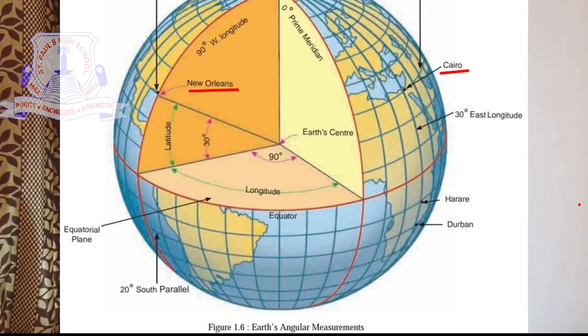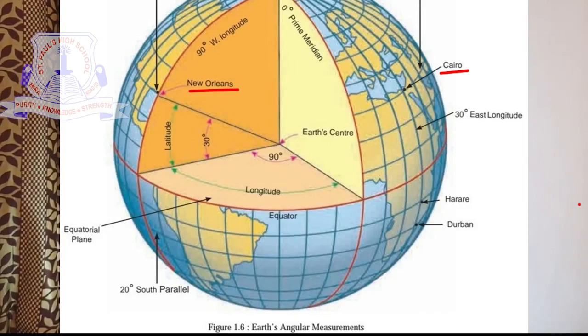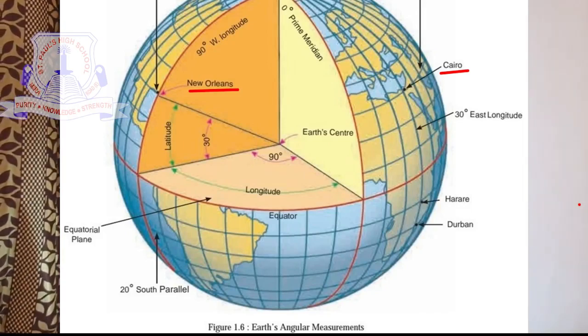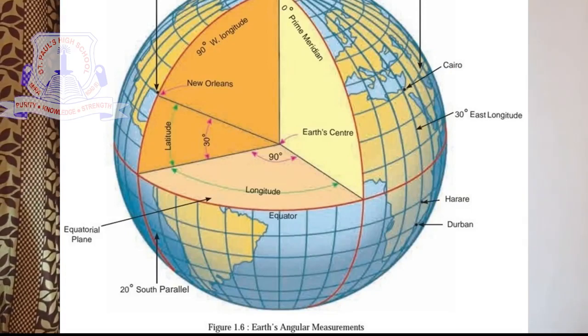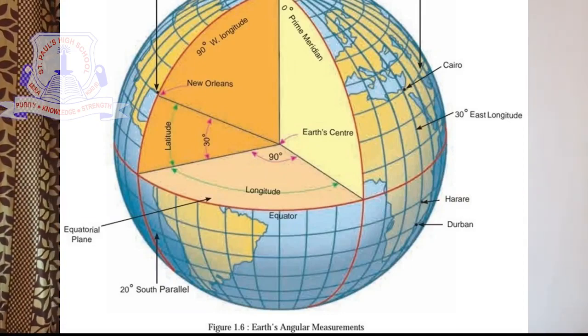New Orleans in North America, Cairo in Africa, and Basra and Lhasa in Asia are located on the 30 degree north parallel. The same concept holds good for all other parallels. See this figure 1.6 carefully.